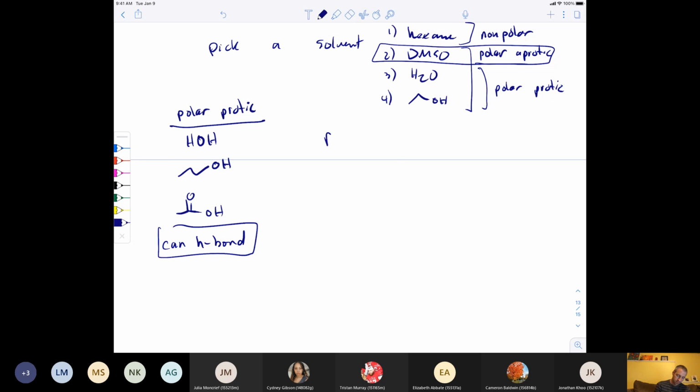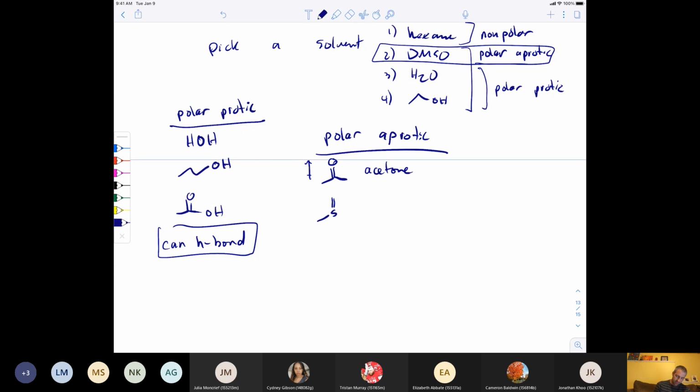Polar protic, polar aprotic are ones that are polar but don't have any OHs or NHs. So acetone is one. And it's polar because it has a carbonyl group, which is polarized, but there's no OHs. There's CHs, but no OHs. No hydrogen bonding possible with acetone.